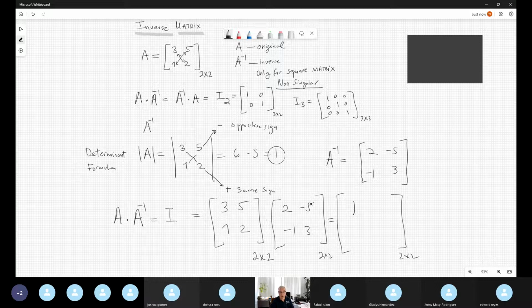Let's do the second operation. This, 3 times negative 5 is negative 15, and 5 times 3 is positive 15, so it is 0. 1 times 2 is positive 2, 2 times negative 1 is negative 2, positive 2 and negative 2 together make 0. And the last one, row 2 and column 1, gets negative 5 and positive 6, which is 1. Bam! And you see it clear like water.